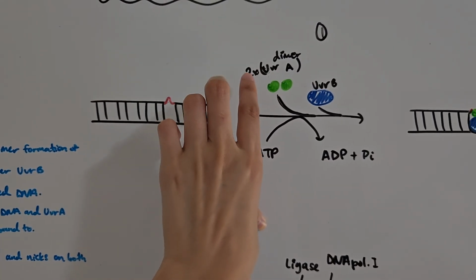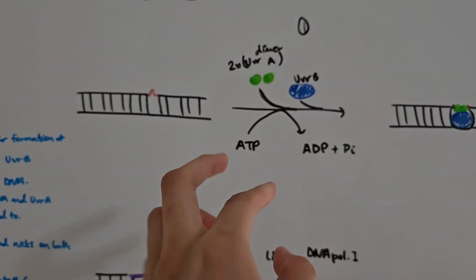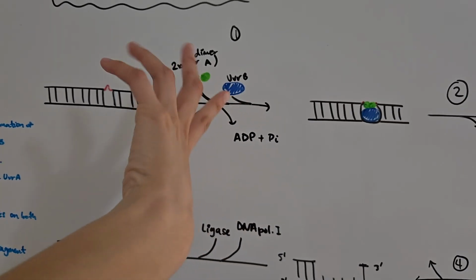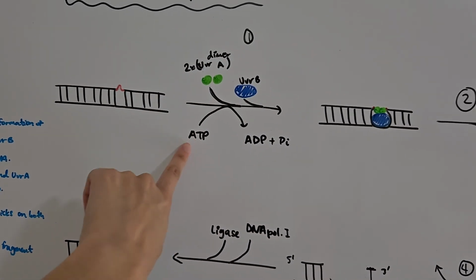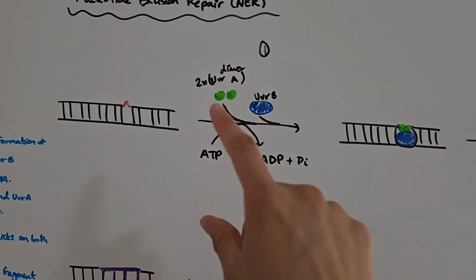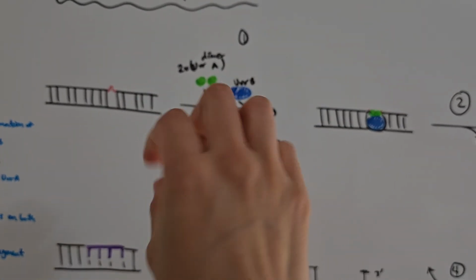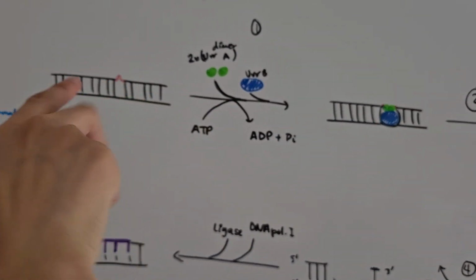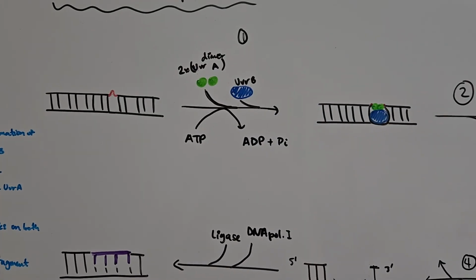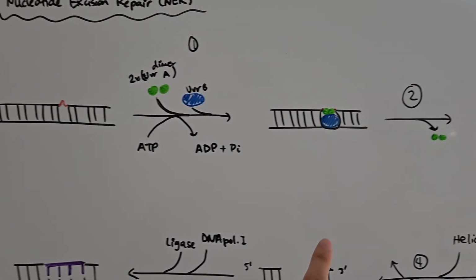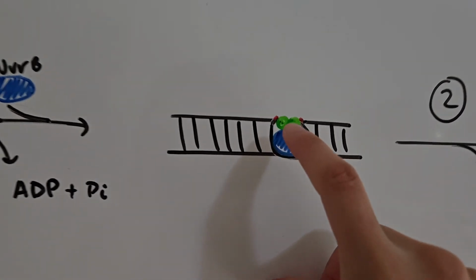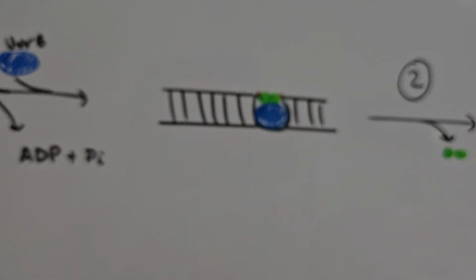We're going to take two UvrA molecules, and they're going to form a dimer. That is going to be combined with UvrB, and together they're going to bind to the lesion. This step requires ATP hydrolysis, so ATP goes to ADP plus phosphate, or a phosphoryl group, and so they're going to scan the DNA, okay, and they're going to find that lesion. Once they find the thymine dimer, UvrA is going to dissociate from UvrB.